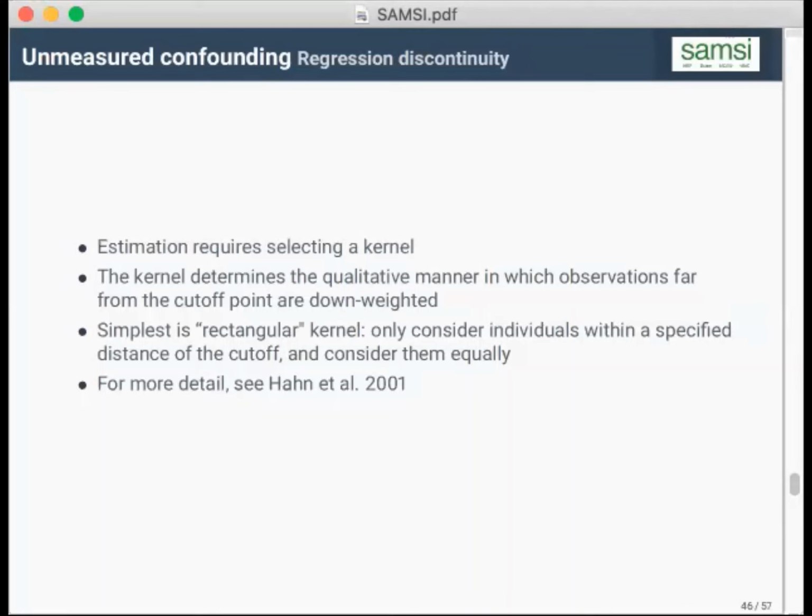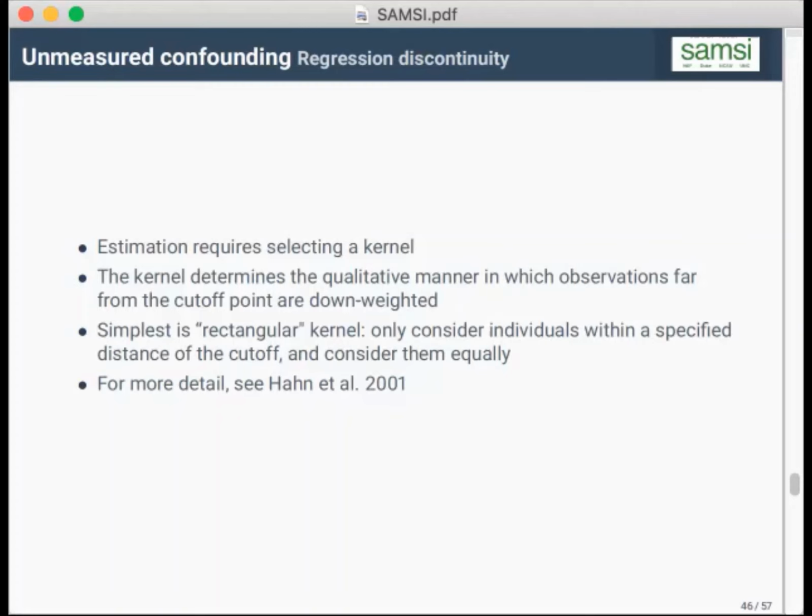Estimating the effect of the running variable, the regression discontinuity causal effect, requires selecting a kernel, which essentially determines how observations far from the cutoff point are downweighted. The simplest kernel is a rectangular kernel, which essentially only considers individuals within a specified distance from the cutoff. So for example, only including those green diamonds and triangles on that first toy example picture.